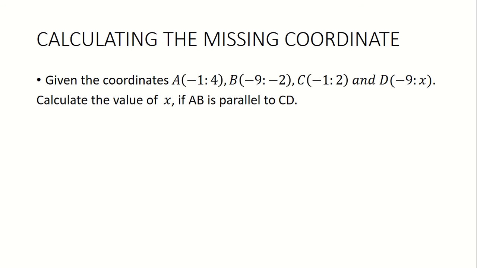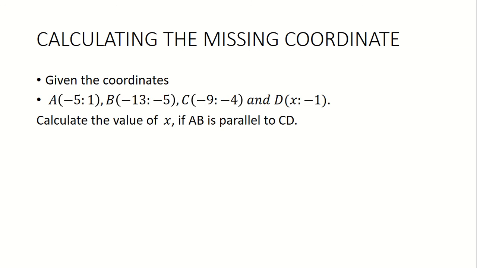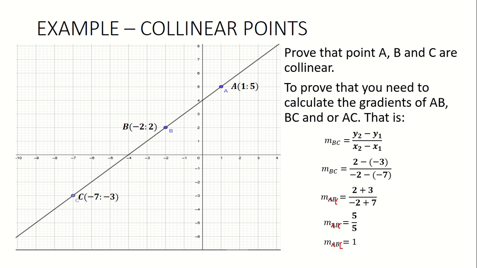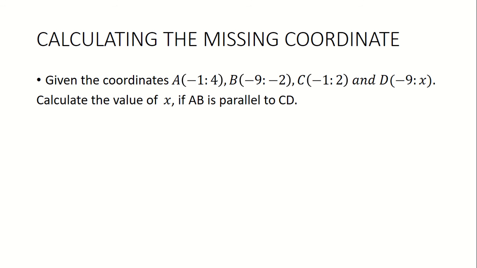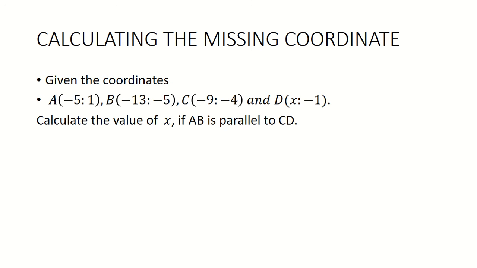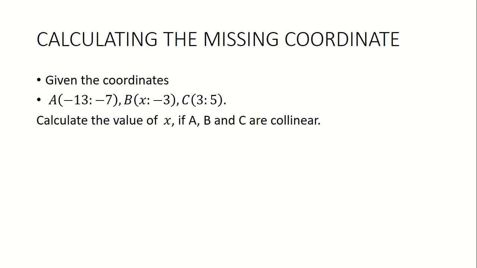Now, since the gradient of BC is the same as the gradient of AB, we can conclude that those points are collinear. And we did one of these. Please check your classwork where you had to calculate x. Please make sure you understand that as well, when points are collinear or when points are simply parallel.